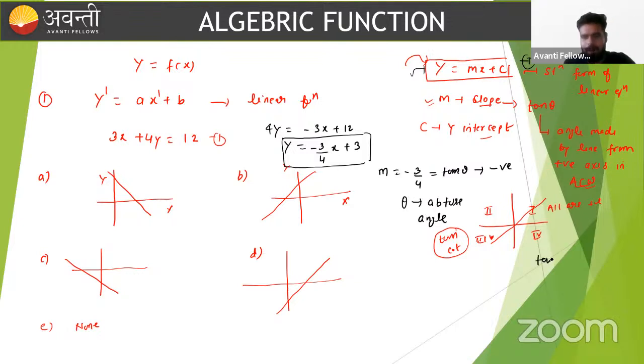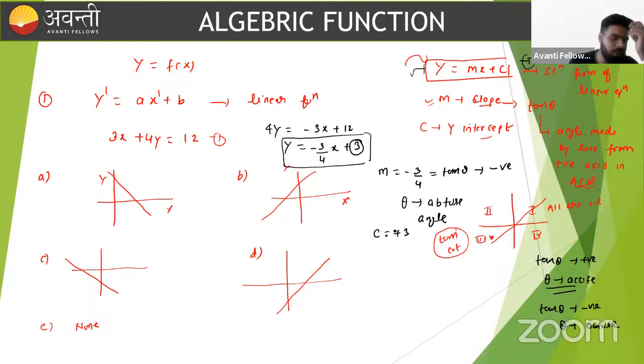If tan theta is positive, what is the significance of this? Theta is an acute angle. If tan theta is negative, it means theta is an obtuse angle. Okay, sir. What about the C? Sir, C is positive and the value of C is +3. What is the meaning of +3?